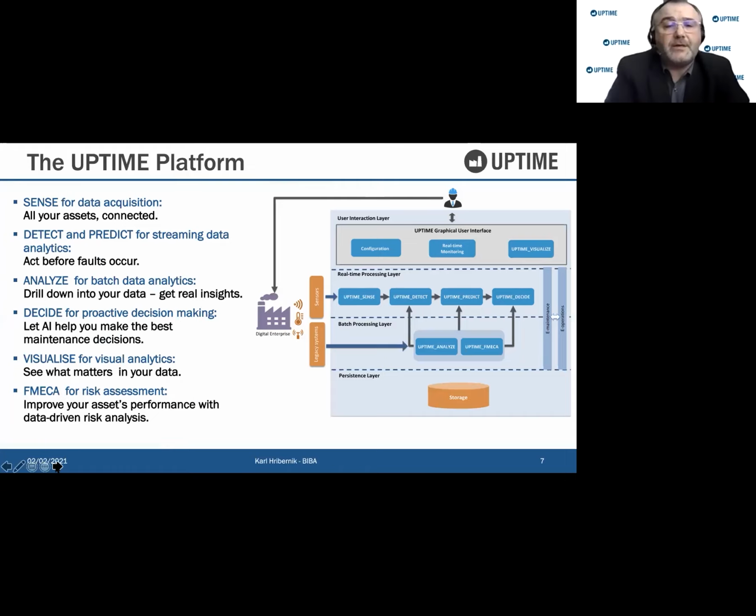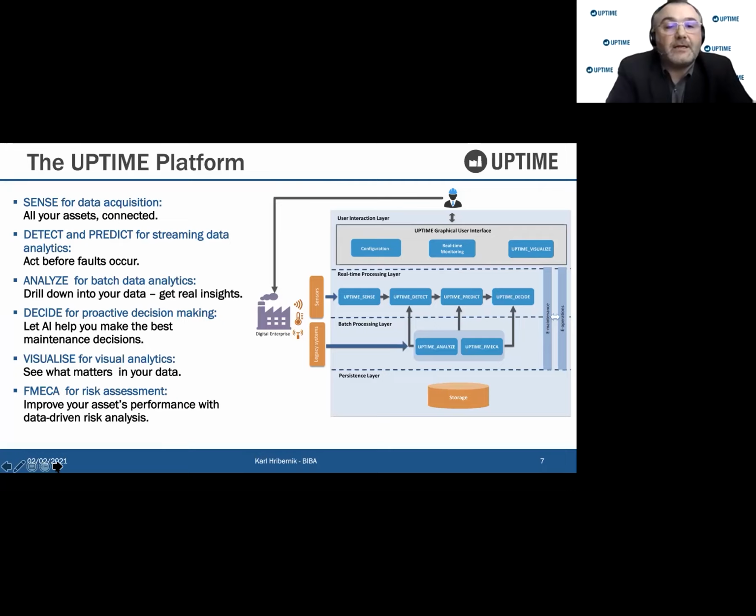Again, not many details right now because we will be going into a lot more detail about that later on, and you will be able to ask questions to all of the component owners and the platform owners. Basically, we have 2 processing layers, one for streaming analytics and one for batch processing.